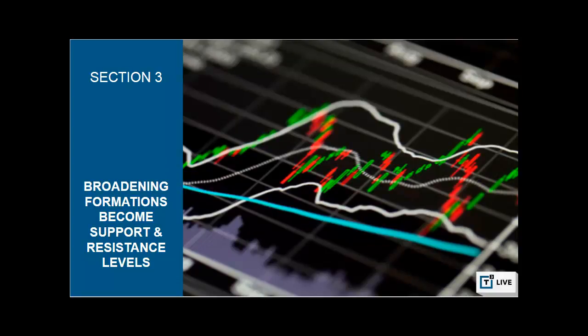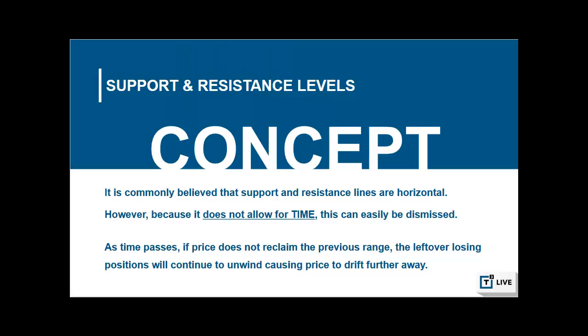Section 3. Broadening formations become support and resistance levels, although I don't like to use that term. But they're the phenomena of things drifting away as time passes, as opposed to horizontal lines. Very important, and oftentimes you'll see this to be almost uncanny, because it's commonly believed that support and resistance lines are horizontal, which does not allow for time. Time passes. People will move their perception of cheap and expensive, and that changes. Also, as losers drift away, they're still trying to get out of their positions. That's why this occurs.